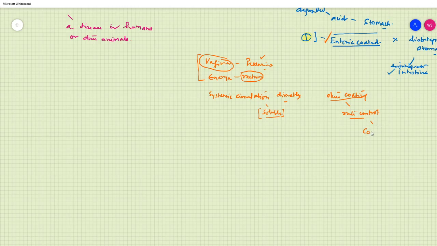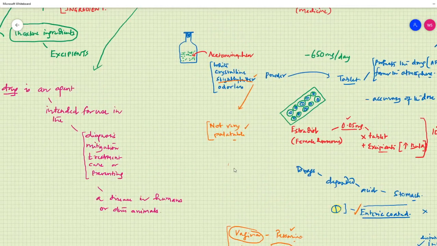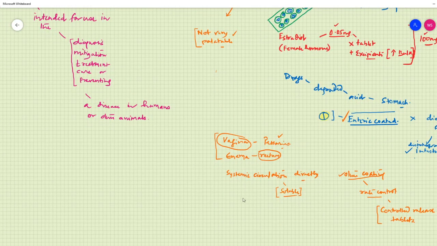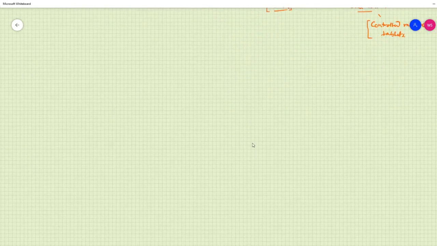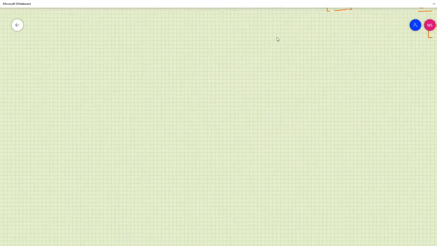So we have controlled release tablets. By another bit of coating, we can control the rate of drug release. Controlled release tablets release the active ingredient at a controlled rate, which is predetermined. So these are some of the many reasons why a drug is not administered as a drug but as a dosage form. Okay, so now let's look at what the different dosage forms are.